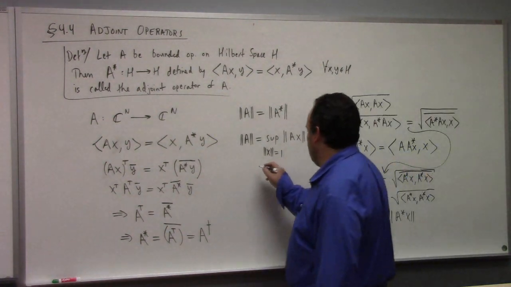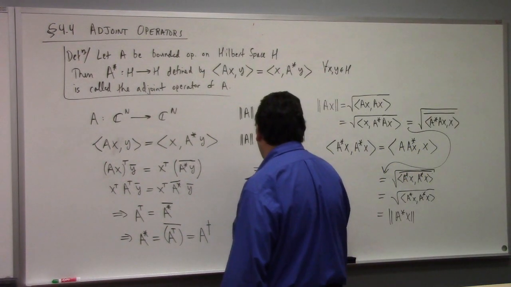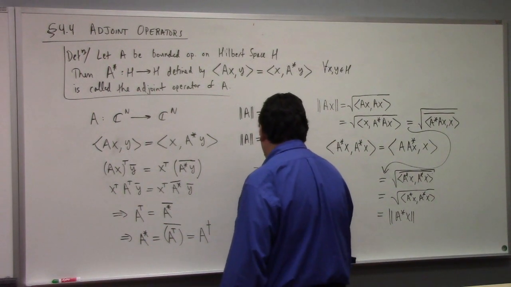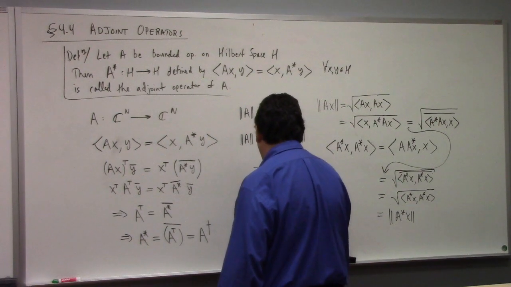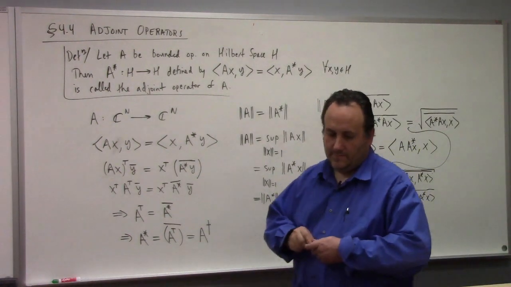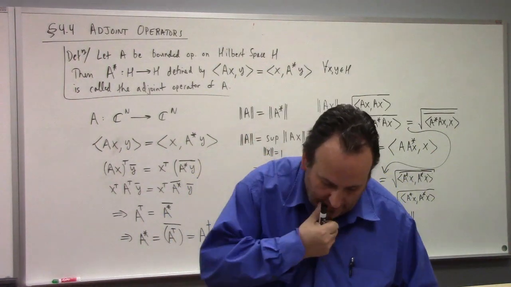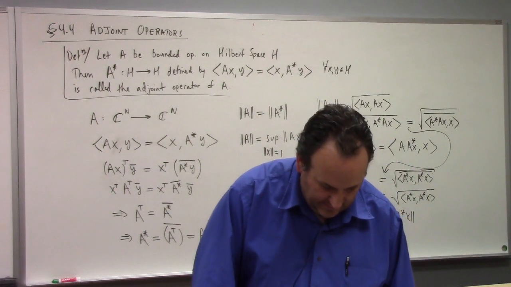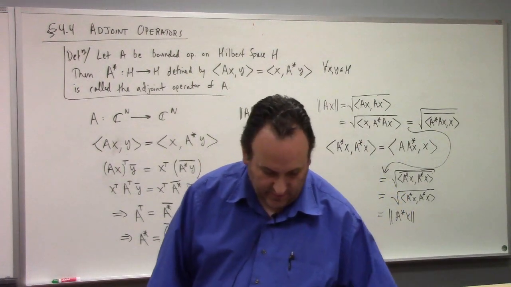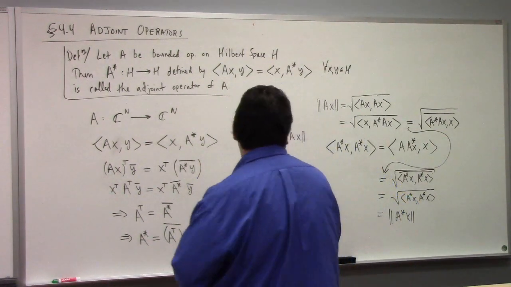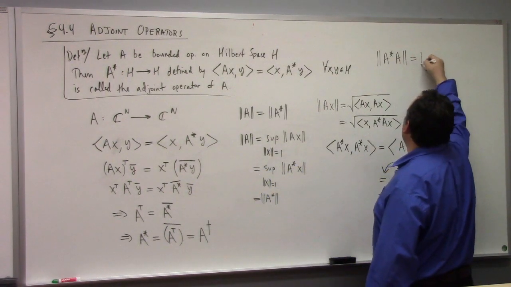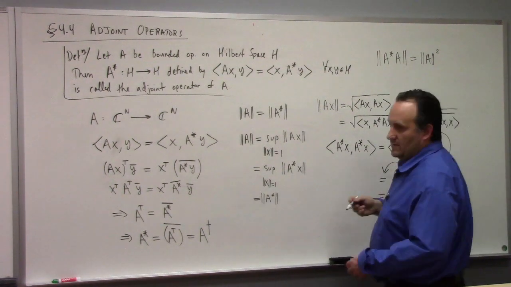So basically this is the same as the supremum of the norm of x equal to 1 of the norm of A star x, which then proves that, of course, that is by definition the norm of the adjoint. So if they're bounded, they're equal. And in fact, he also points out that similarly, you can also show that the norm of A star A is equal to the norm of A squared through similar calculations.